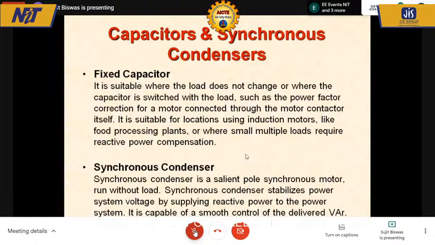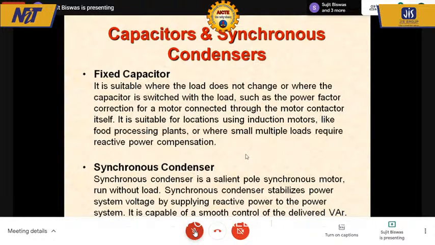Fixed capacitors are good for fixed loads. For example, I switch on an induction motor, which is going to draw lagging power factor, and I want the power factor to be compensated. I can connect a fixed capacitor suitable for that motor and use it such that when the motor is on, that capacitor will do the power factor compensation. And when the motor is off, it gets disconnected along with the motor through the same switch, perhaps, so that the capacitor does not remain on the line.